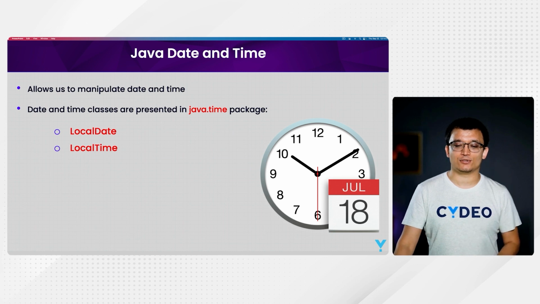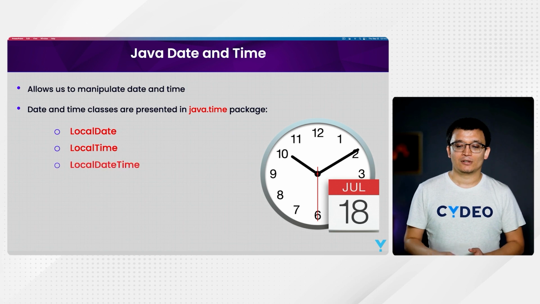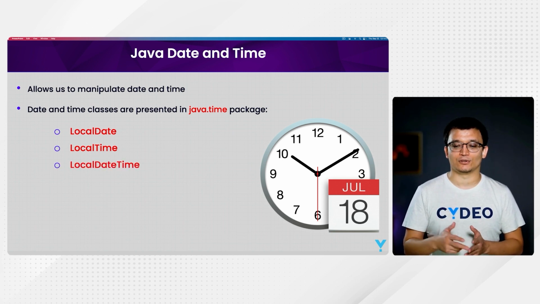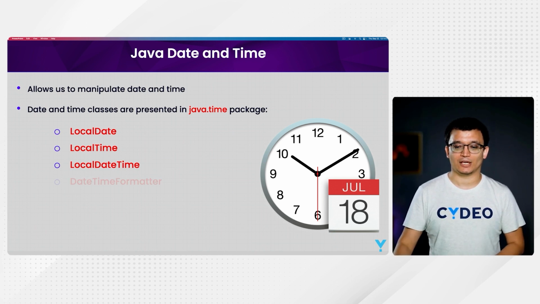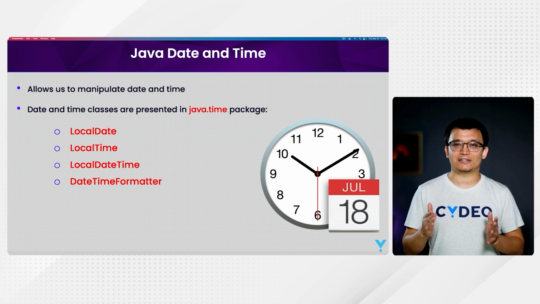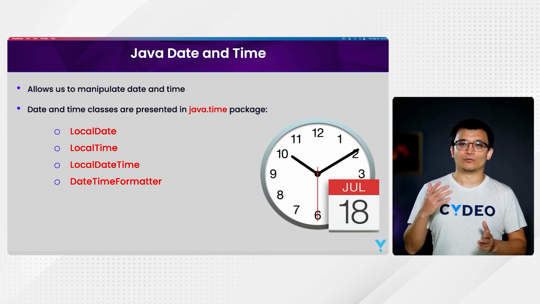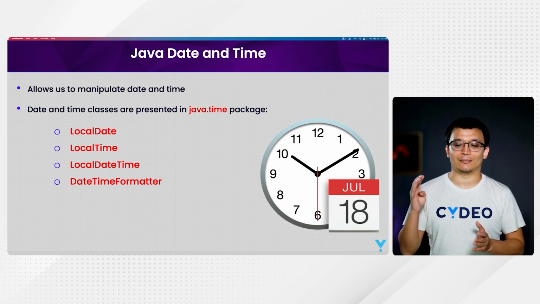And second one is LocalTime, which is used for manipulating the time. And third one is LocalDateTime. It is the combination of both LocalDate and LocalTime, used for manipulating date and time both. And then lastly is DateTimeFormatter, which is used for formatting the LocalDate, LocalTime, and LocalDateTime objects.